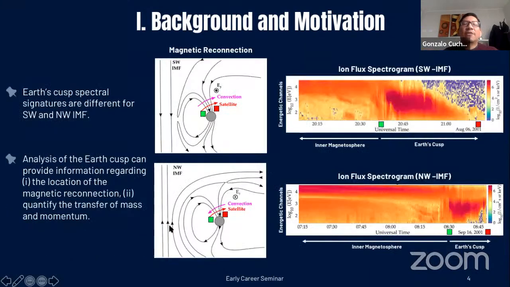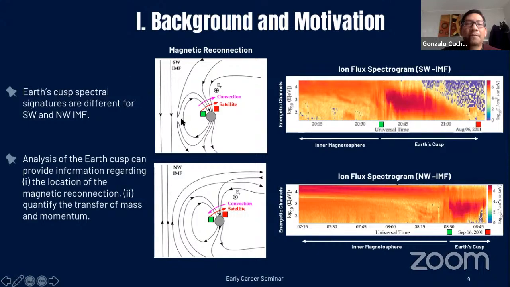Okay, in this slide, I tried to explain this connection between what we can observe in the cusp and the day-side magnetic reconnection. For this, I have 2 cases. The first one, here I have a case in which we have a southward IMF. When we have a southward IMF, we have 2 conditions.